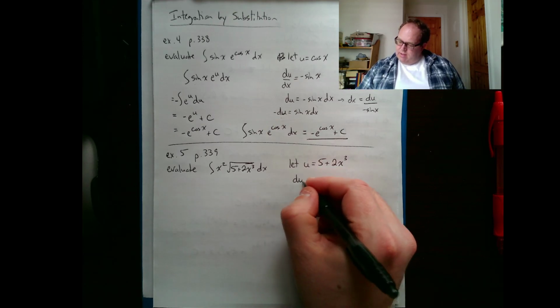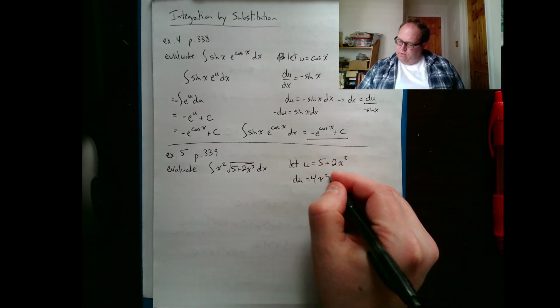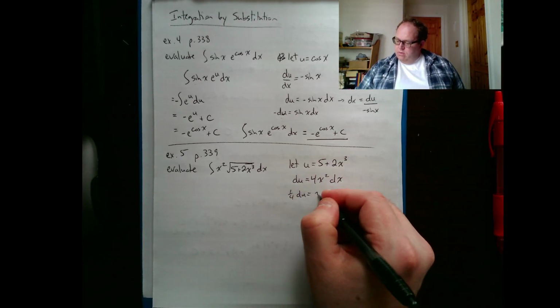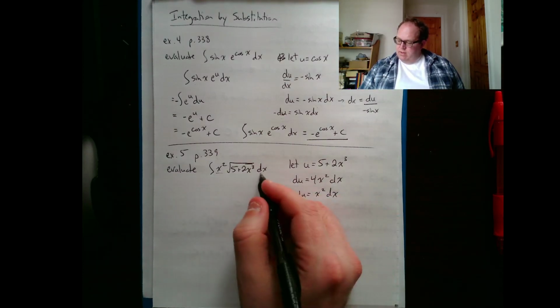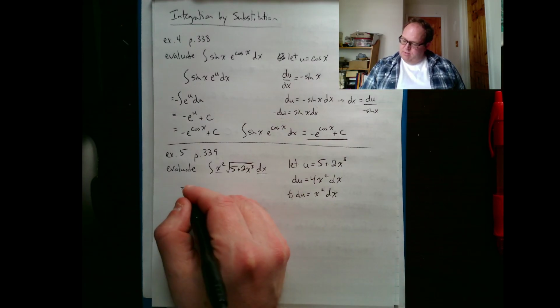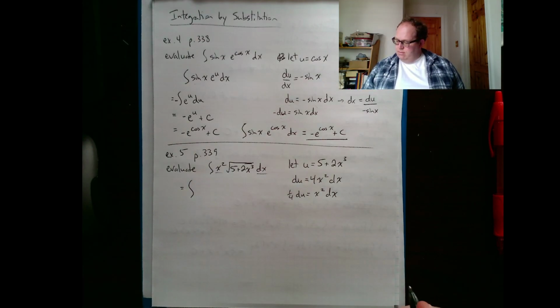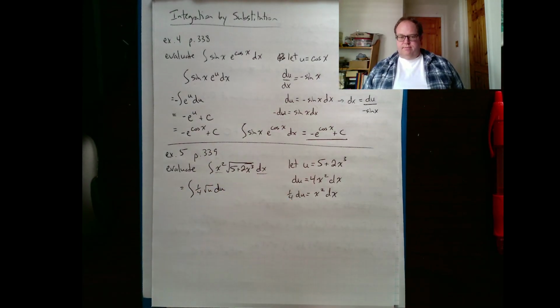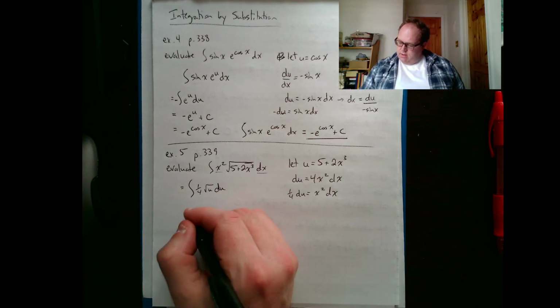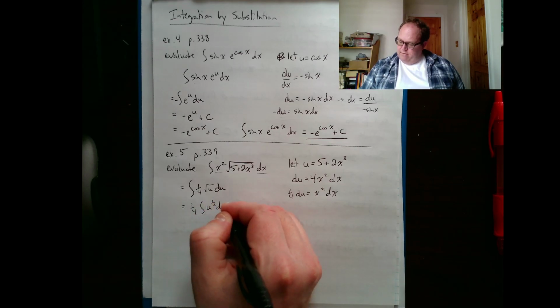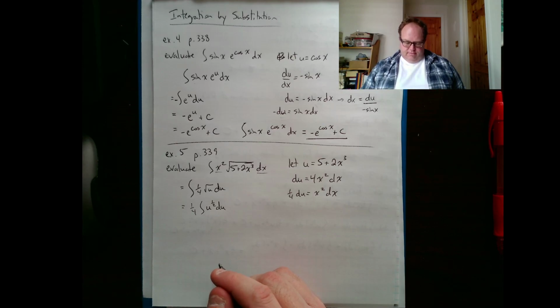If I do that, then du would equal 4x squared dx, or, if you like, a quarter of du would equal x squared dx. And x squared dx I've got right there. So substituting in, this becomes equivalent to the integral of 1/4 root u du. I can bring the 1/4 outside, rewrite the root u as u to the 1/2, and then think about what the antiderivative would look like.